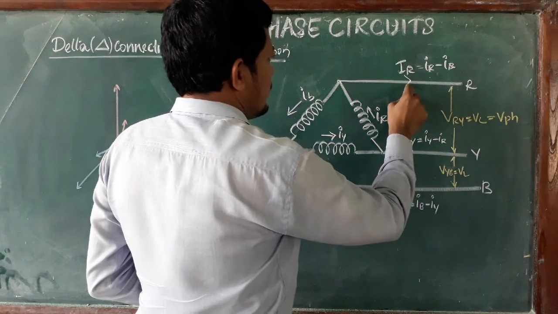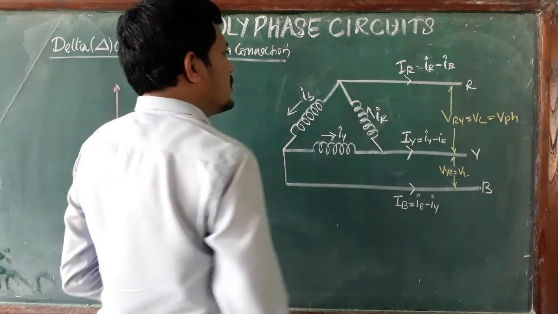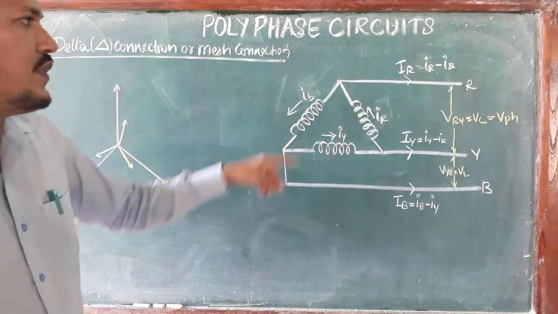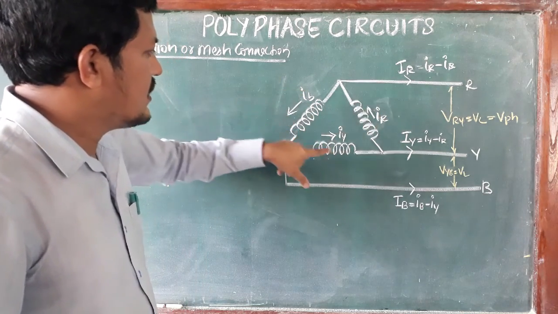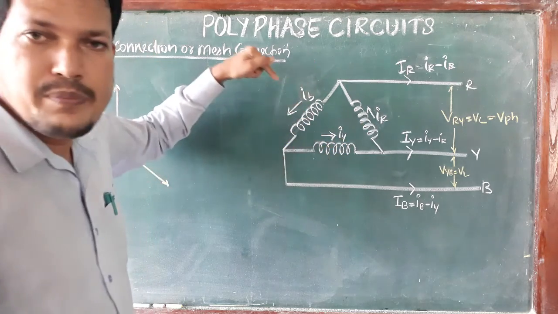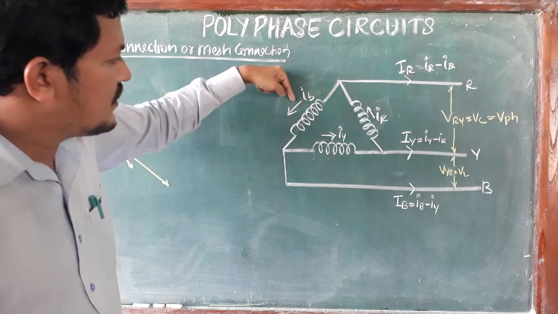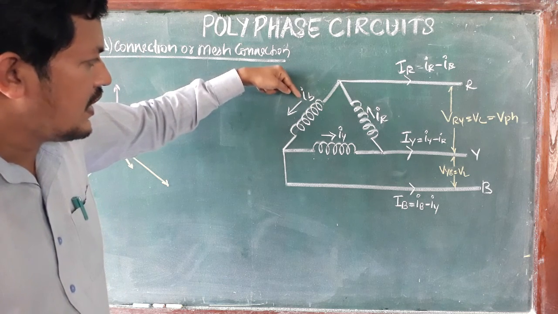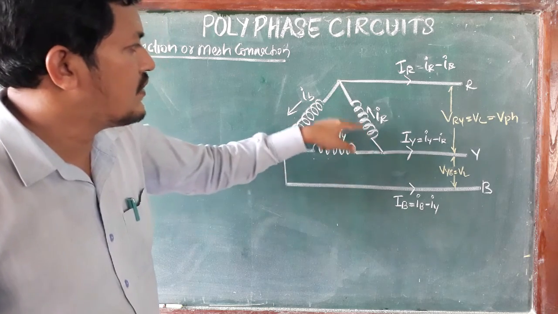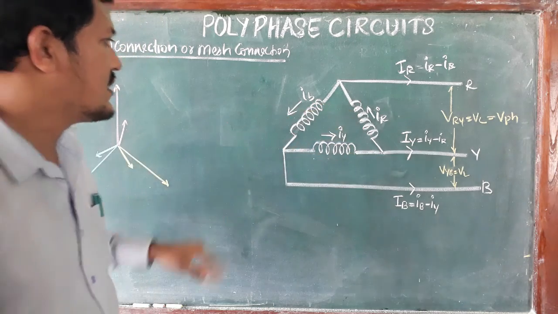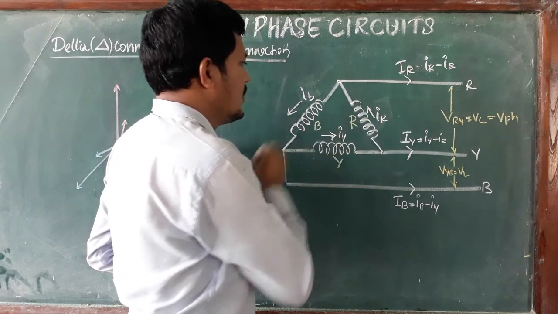The line currents can be indicated like here. So IR equal to... using Ohm's law, we can find what current flows here. Initially we mark the directions based on the coil connections. The direction of the phase current is marked. Here IB flows in this direction, IY flows in this direction, and IR flows in this direction for the three phases. These are the R phase, Y phase and B phase coils.